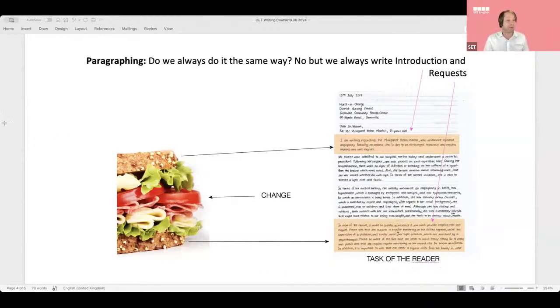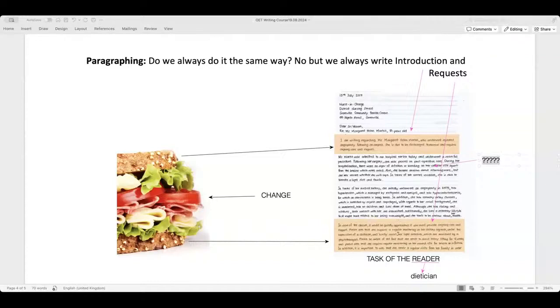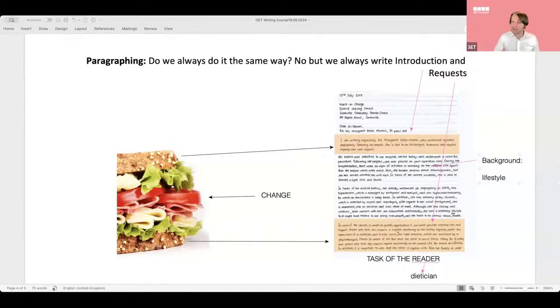So for example, let's say we're writing to a dietitian. What do you think a dietitian is interested in, guys? What shall we give inside the sandwich for a dietitian? Anyone? Rita? Background. I think background. Why do you say background? Because that's where the lifestyle is. Lifestyle, right? Okay. So I'm writing to a dietitian. Maybe inside my sandwich, I'm going to give the lifestyle first.